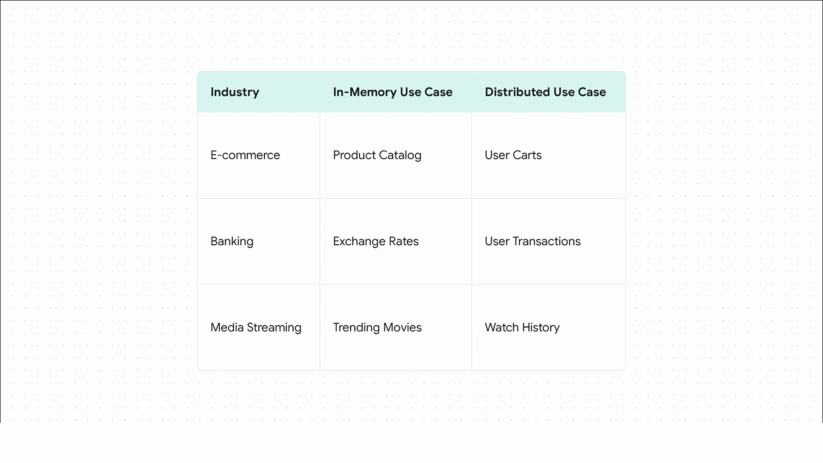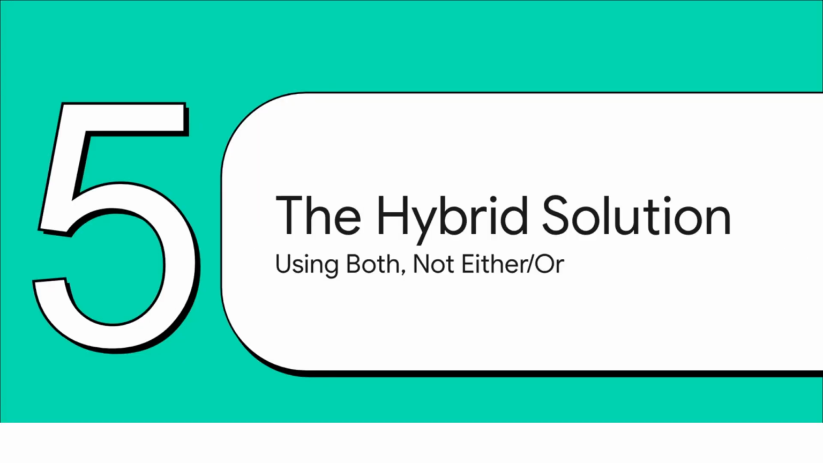Think about e-commerce. The product catalog that everyone sees, that's probably in memory for speed. But your personal shopping cart, that's in a distributed cache. Banking apps, same deal. The latest currency exchange rates might be in memory, but your transaction history is definitely in a shared distributed system. The rule is always the same: in memory for fast, public data, distributed for personal, dynamic data.